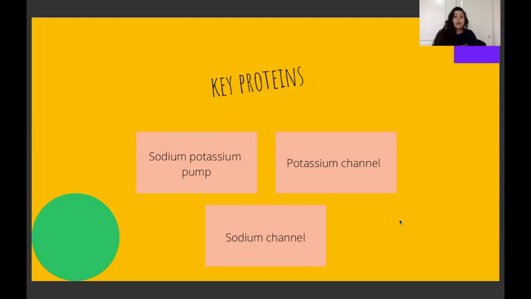One of these proteins isn't even really associated with the action potential. Which one of these proteins is not really associated with an action potential? You should know that.